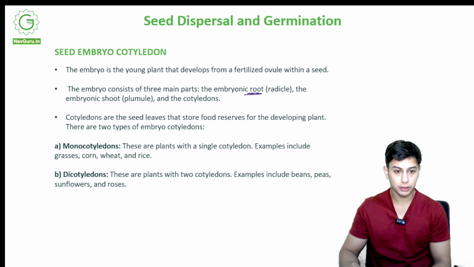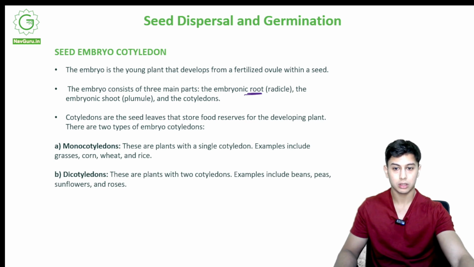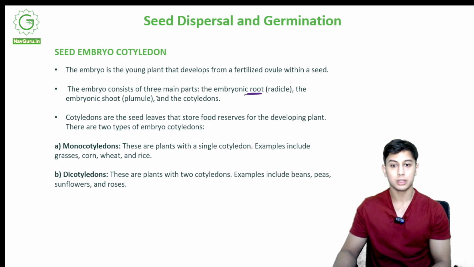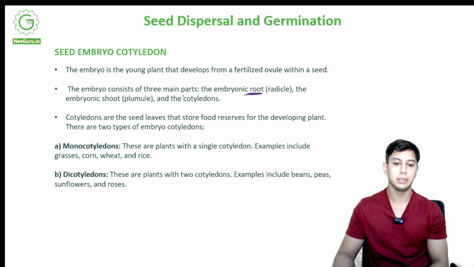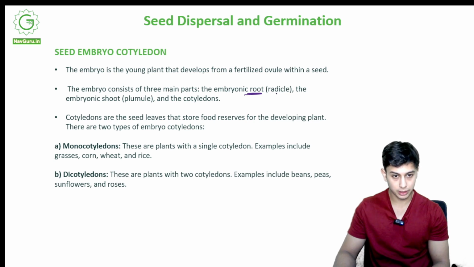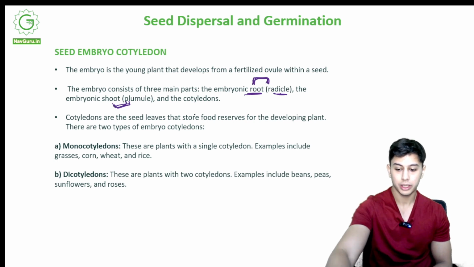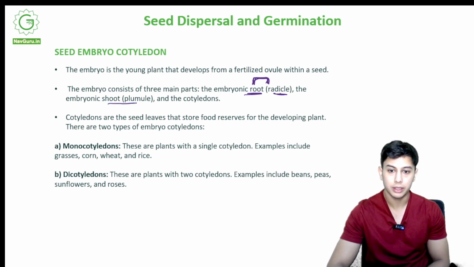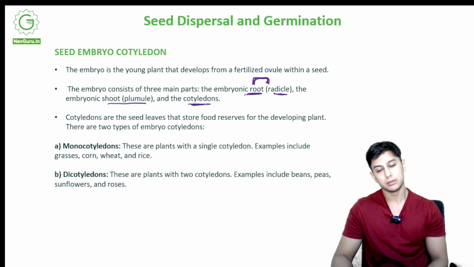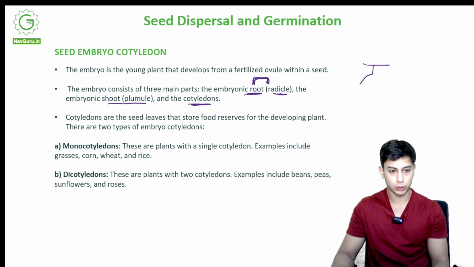The embryo consists of three main parts: the embryonic root, that is called radicle. Root means radicle, R R, always remember. The embryonic shoot, shoot is the plumule. Okay, let me underline it for you nicely. And the cotyledons. Now I understand what is the root, I understand what is the shoot, right?